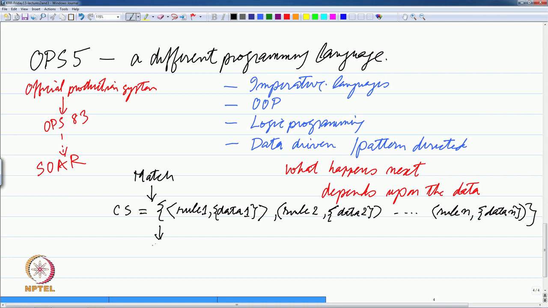This is input to this phase called resolve. So, what does it resolve? It resolves the conflict between matching rules.